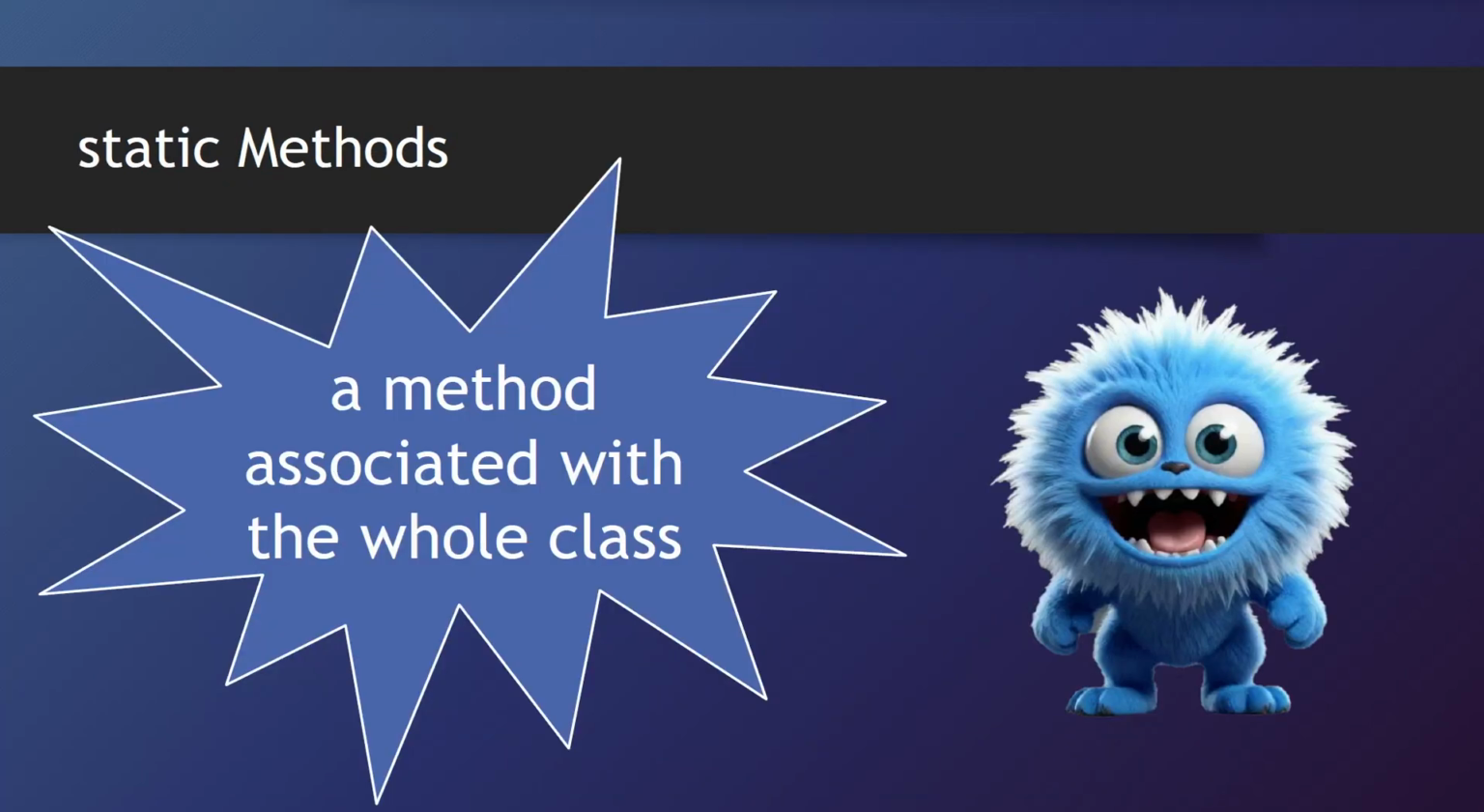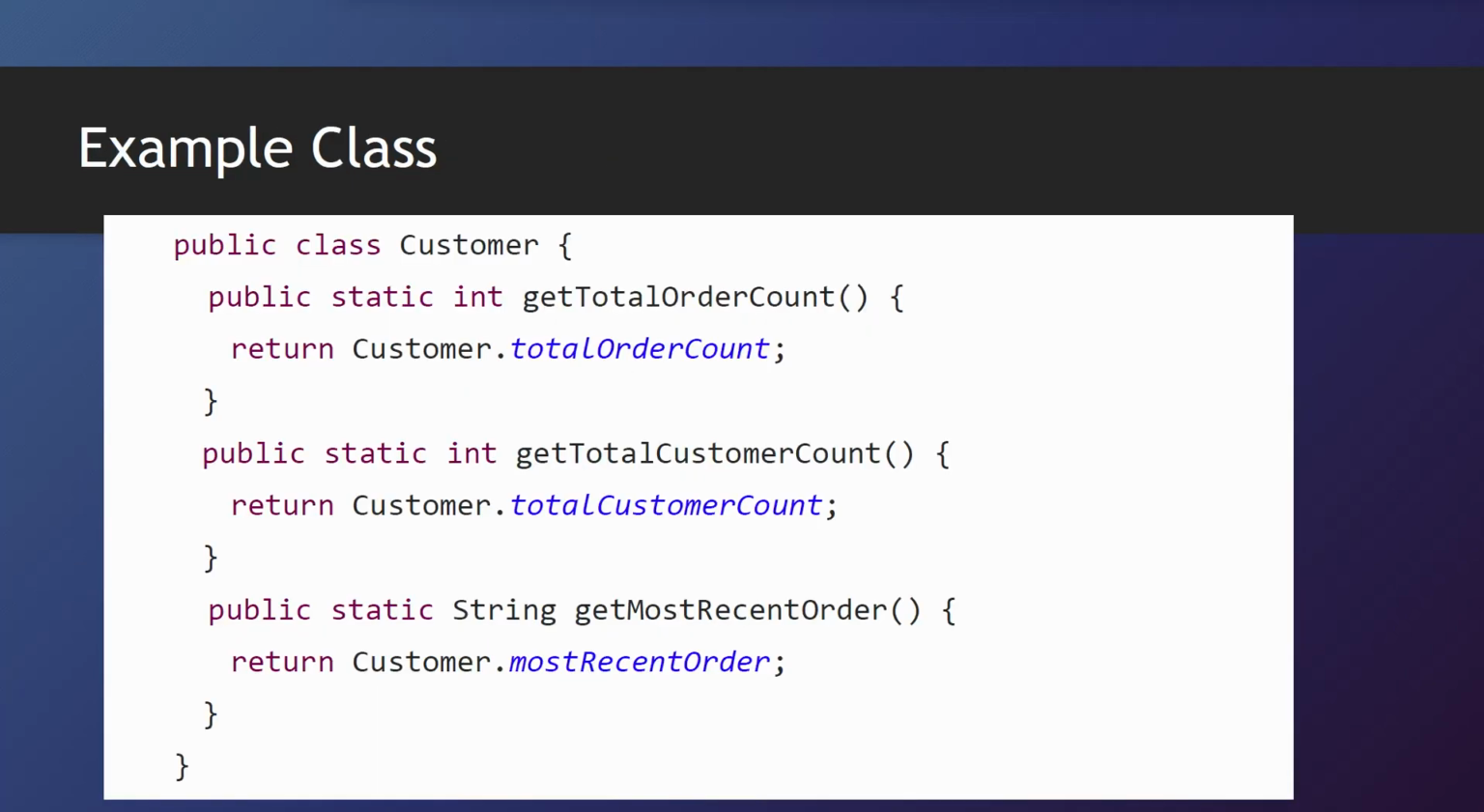Static methods are different. Just like a static variable is associated with the class instead of one single object, a static method is also associated with the class, not with any object. In our customer example, we might have a static getter method that allows us to access the total count, the total number of customers, or the most recent order. All of these are static methods because they represent functionality related to the class itself and to the static variables. You can see that each method header includes the static keyword.